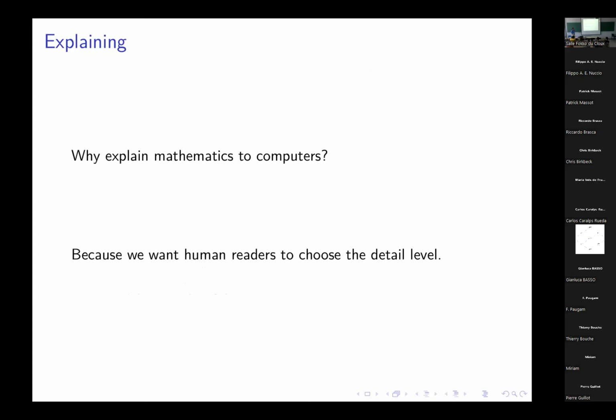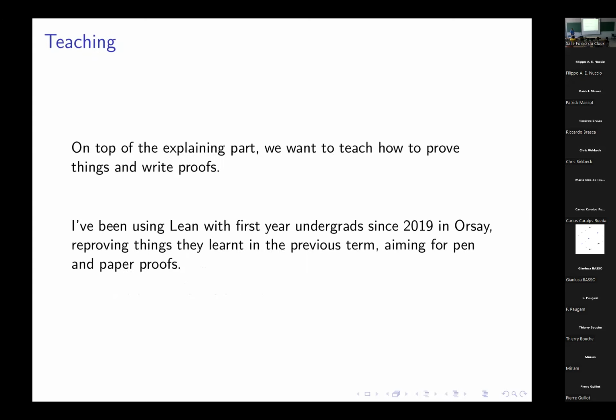So if you remember only one thing from this explanation, it is that we want to explain mathematics to computers because we want human readers to be able to choose the level of details when reading mathematics. This is really, for me, the main point. But then I also use this for teaching, because it's teaching how to prove stuff, so teaching proof to students. And yeah, I don't have really time to show you, but I'm using this in our site to teach first-year undergrad. So they are elite first year, and they are selected students in a double major track, but still they are actual first-year students.